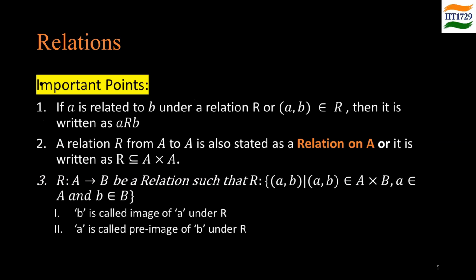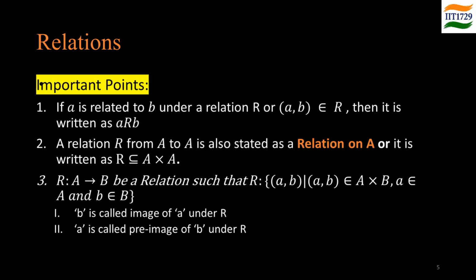Some important points to remember. If A is related to B, we write ARB. A relation R from A to A is called a relation on A. Additionally, the second element B is called the image of the first element A, and A is called the pre-image of the second element B under relation R.